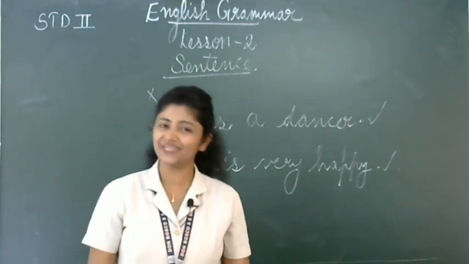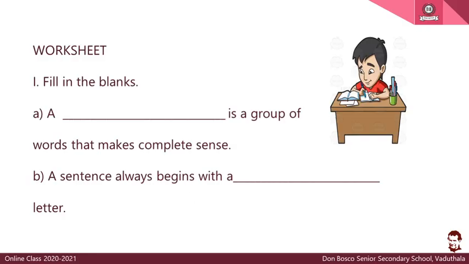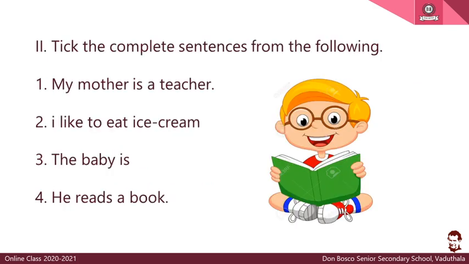Now on the slide you can see the worksheet. In the worksheet, I have given fill in the blanks. 2 questions are there. Read that very well and answer the questions. And in the second section I have asked you to tick the complete sentences from the following. In that I have given you 4 questions. So read that well and tick the correct answer.